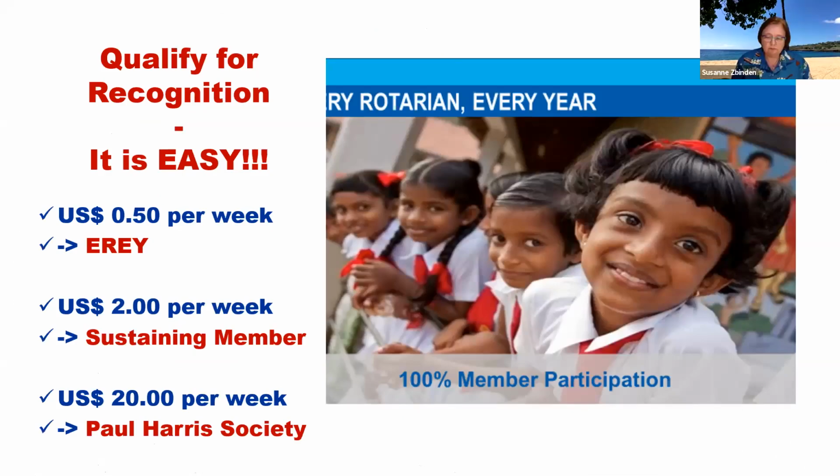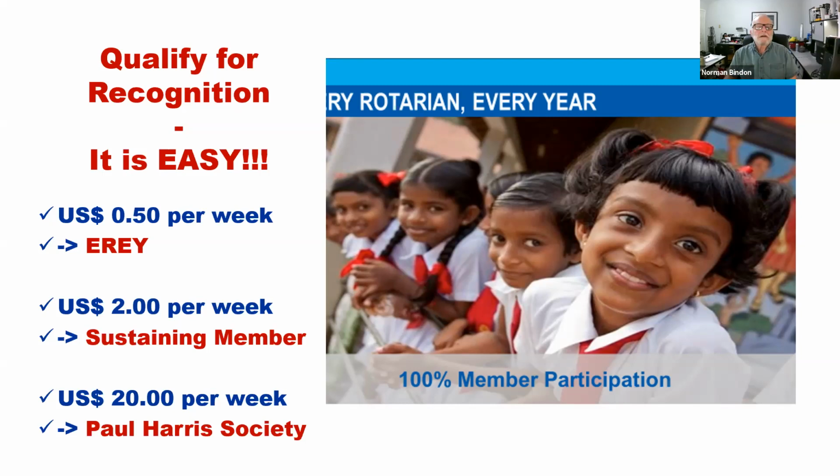Well, as I heard from Norm, it is important that we improve our numbers, and it is quite easy. For Every Rotarian Every Year, you'll see the acronym there, that would be 50 cents US per week, which makes $25. And that is when the club donates a per capita of $100 each. That would then make a member participation for Every Rotarian Every Year.